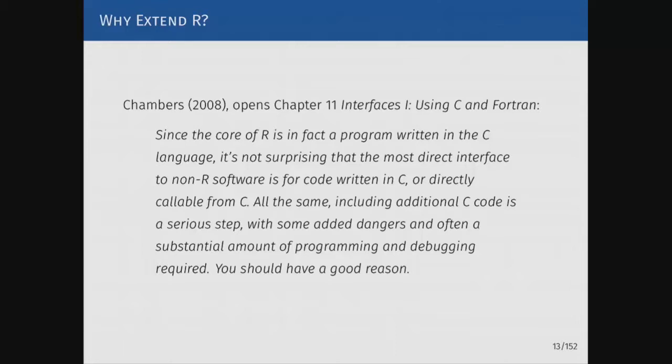So why do we do this, right? And he says, at the core of R, again, is the C language. R is built with C and a lot of C code. And when you have the C language, you can generally extend with C or make it callable from C, sort of both directions. But that's not a gimme. C code is a serious step, added dangers, substantial extra programming, possibly debugging. You should be motivated to do that. You need a reason. So I'm highlighting some of these things again: danger, work, debugging.